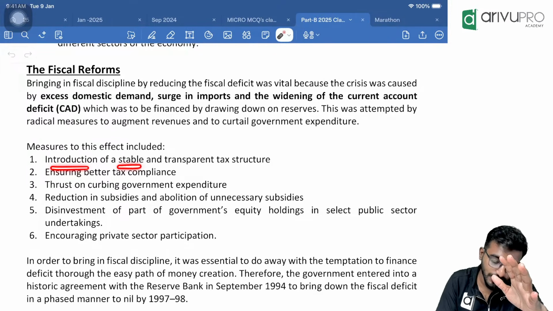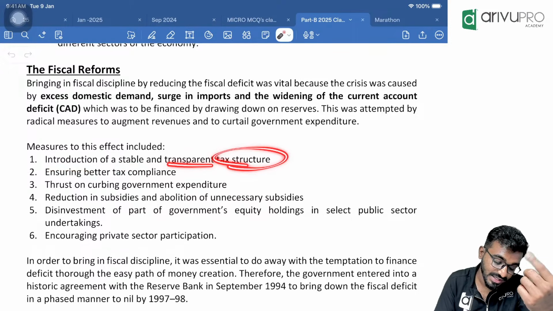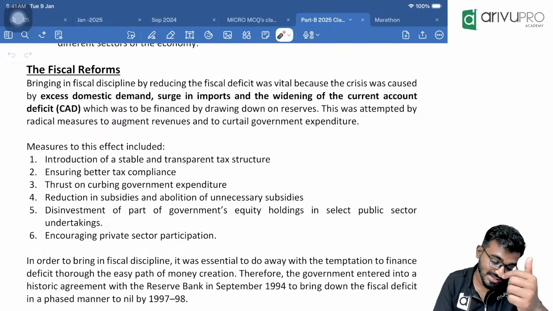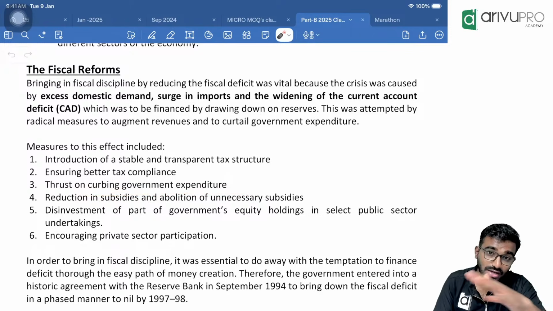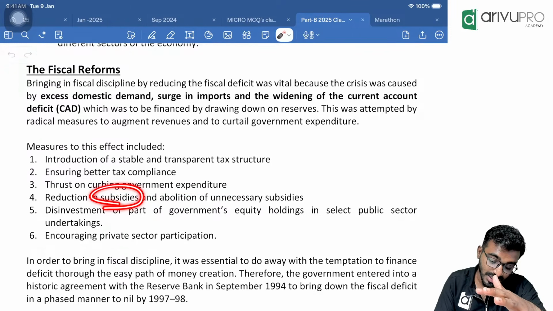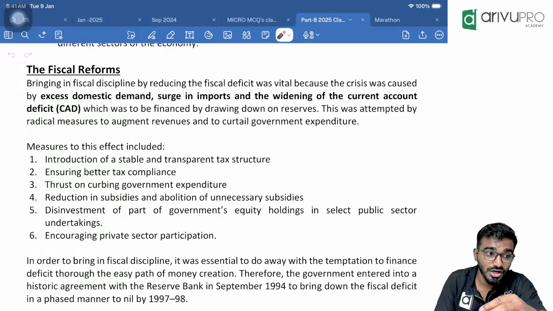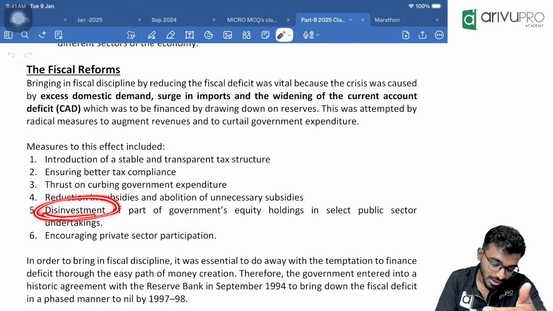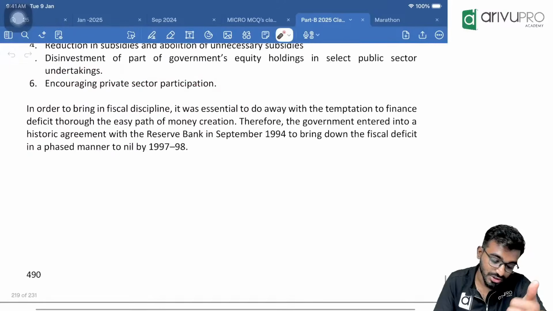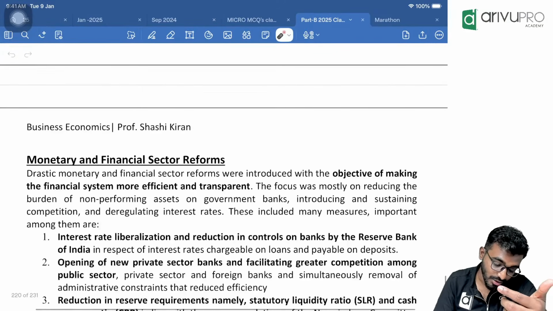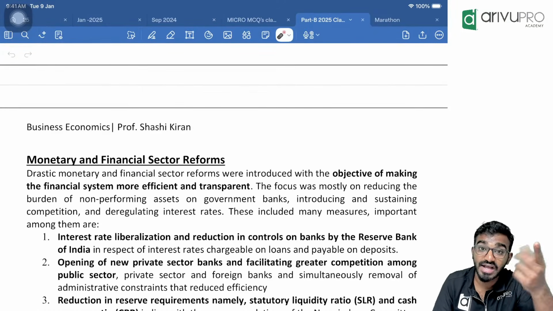See, introduction of new slab rates, transparency in the tax system, ensuring better tax compliance, curbing all unnecessary government expenses, reducing subsidies and unwanted subsidies. And whatever government assets, let me say PSUs which were not working well, we sold them off: disinvestment of PSU stakes, encouraging more and more private participation. All this we did, and RBI also started giving more private bank licenses only after 1991.